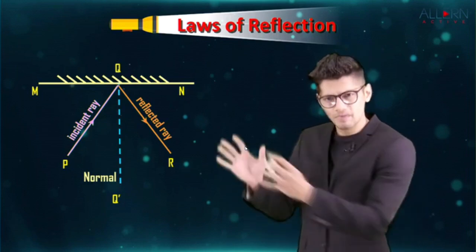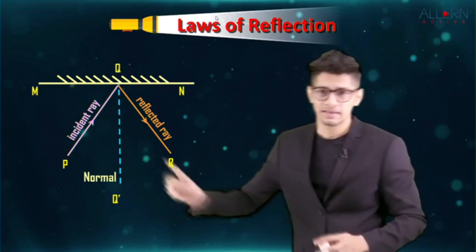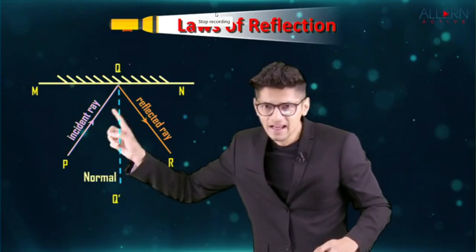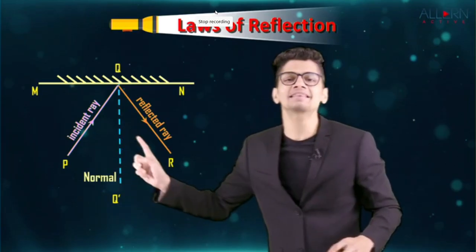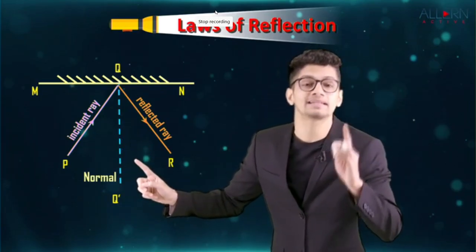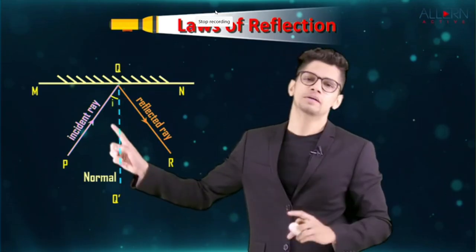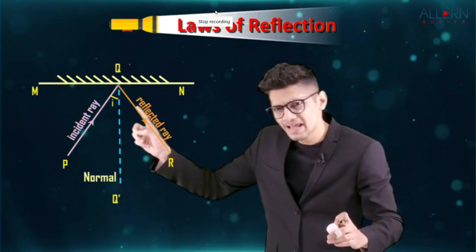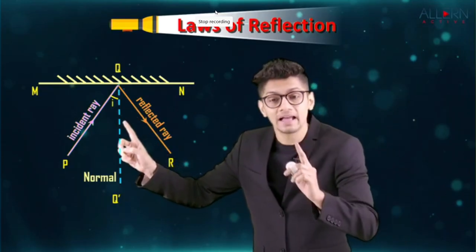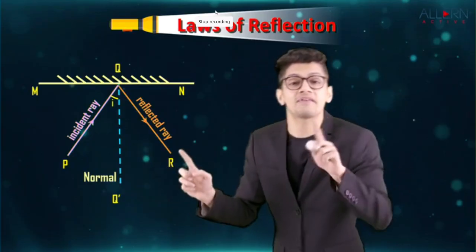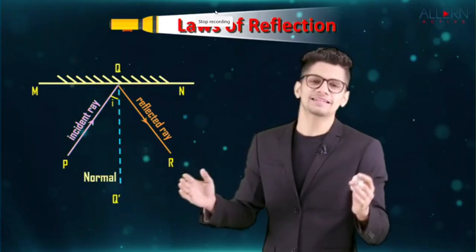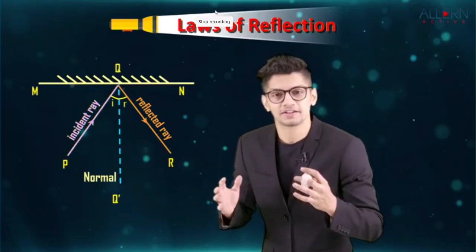Now you see we have a particular diagram in front of us. This is the incident ray and this is the normal. There is an angle made between the incident ray and the normal, and this angle is called the angle of incidence, denoted by small letter i. Now you guess what should be the name of this angle, which is the angle between the normal and the reflected ray. Here this angle is obviously called the angle of reflection.